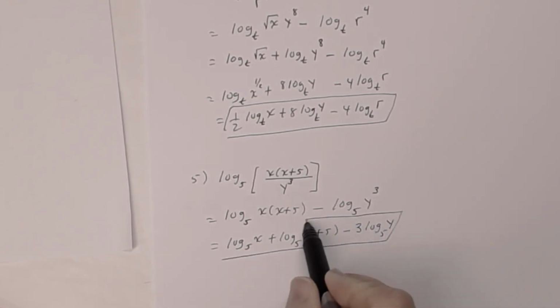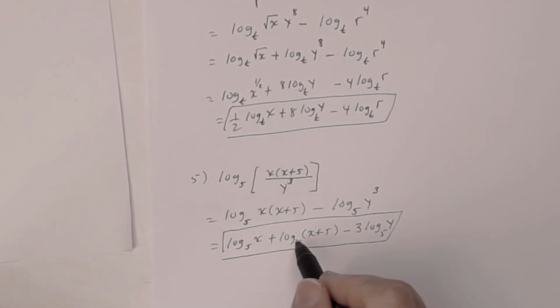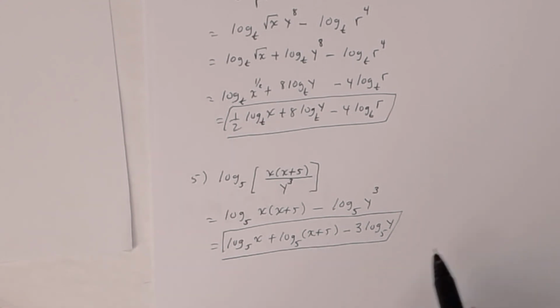Now, don't make the mistake. Some students make the mistake when they see this right here, they think of the distributive property. Be careful. That's not the distributive property. You're not saying the log times x plus 5. So that's not multiplication here. So be careful. All right, so that's all you can do.